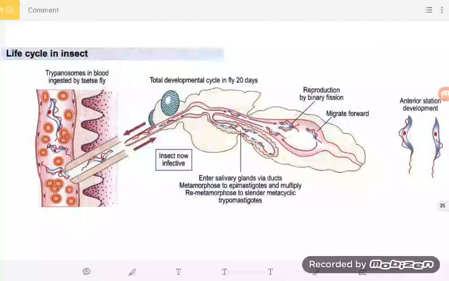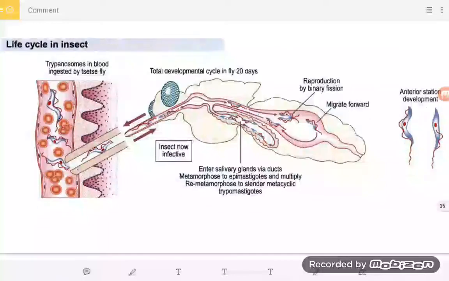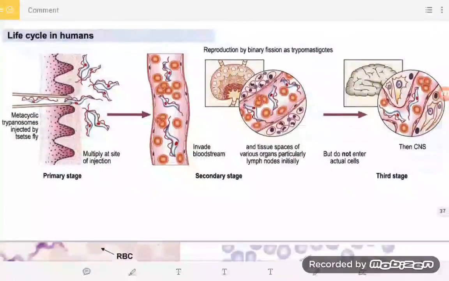The infected state transmitted to the human. This is the life cycle. This is the human cycle. Again, first thing, the vector, when they take the blood meal, the infected state enters into the human.